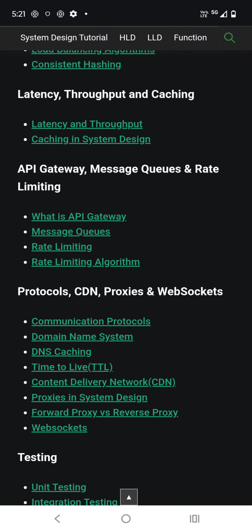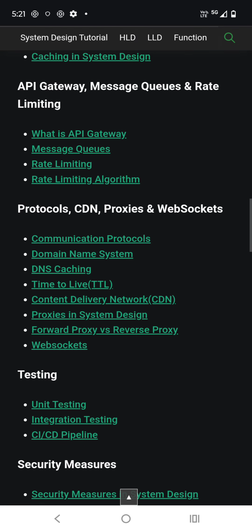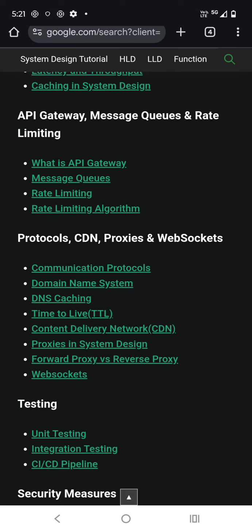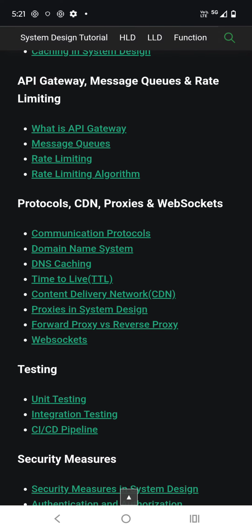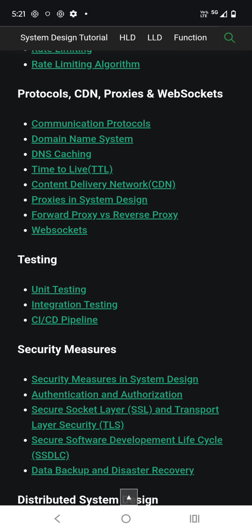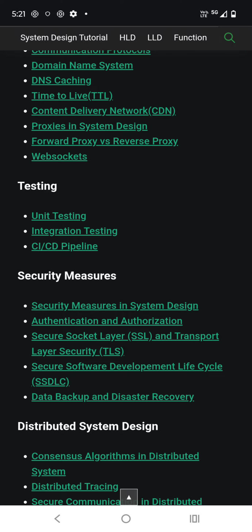And we can also see how API gateway and messaging queues will be used in system design, how they are going to be designed. We have protocols, content delivery network, proxies, WebSockets. So I want to discuss about that. Testing, how we do the integration testing, CI/CD pipeline. We will have all this information.